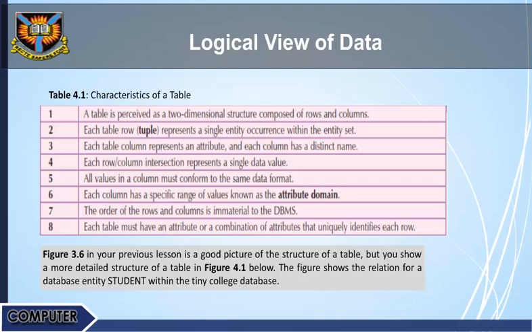5. All values in a column must conform to the same data format. 6. Each column has a specific range of values known as the attribute domain. 7. The order of the rows and columns is immaterial to the DBMS. 8. Each table must have an attribute or a combination of attributes that uniquely identifies each row.